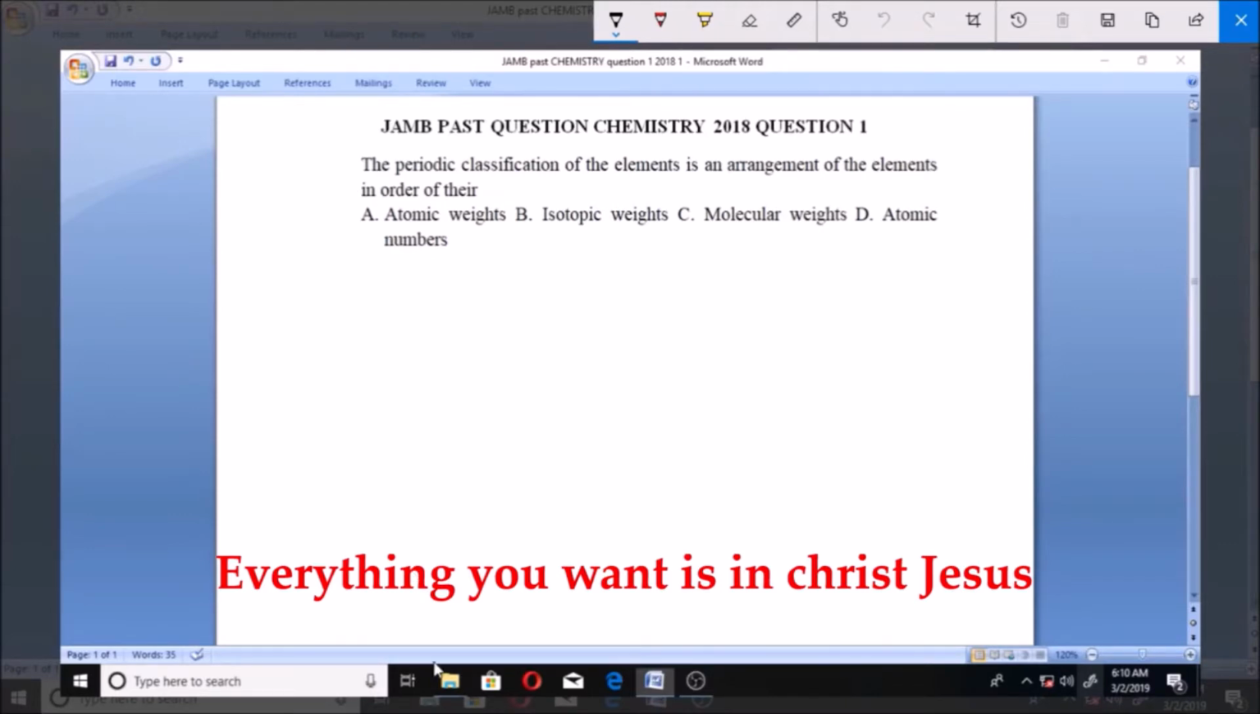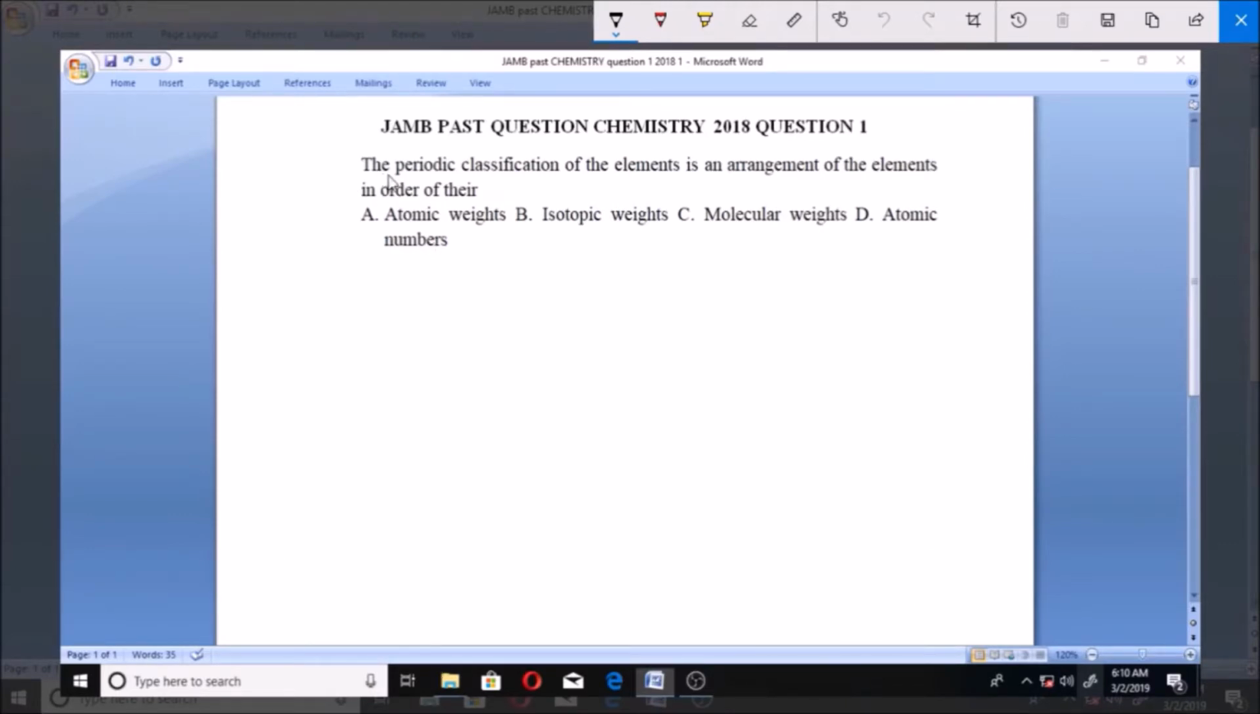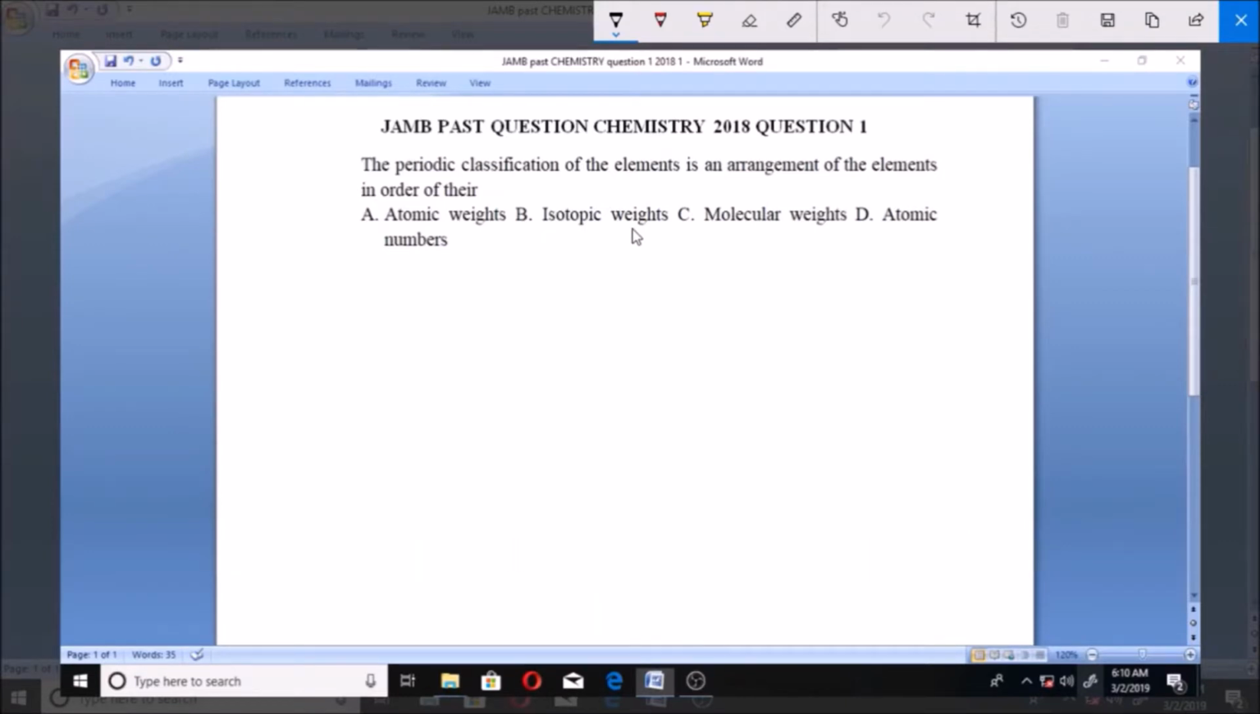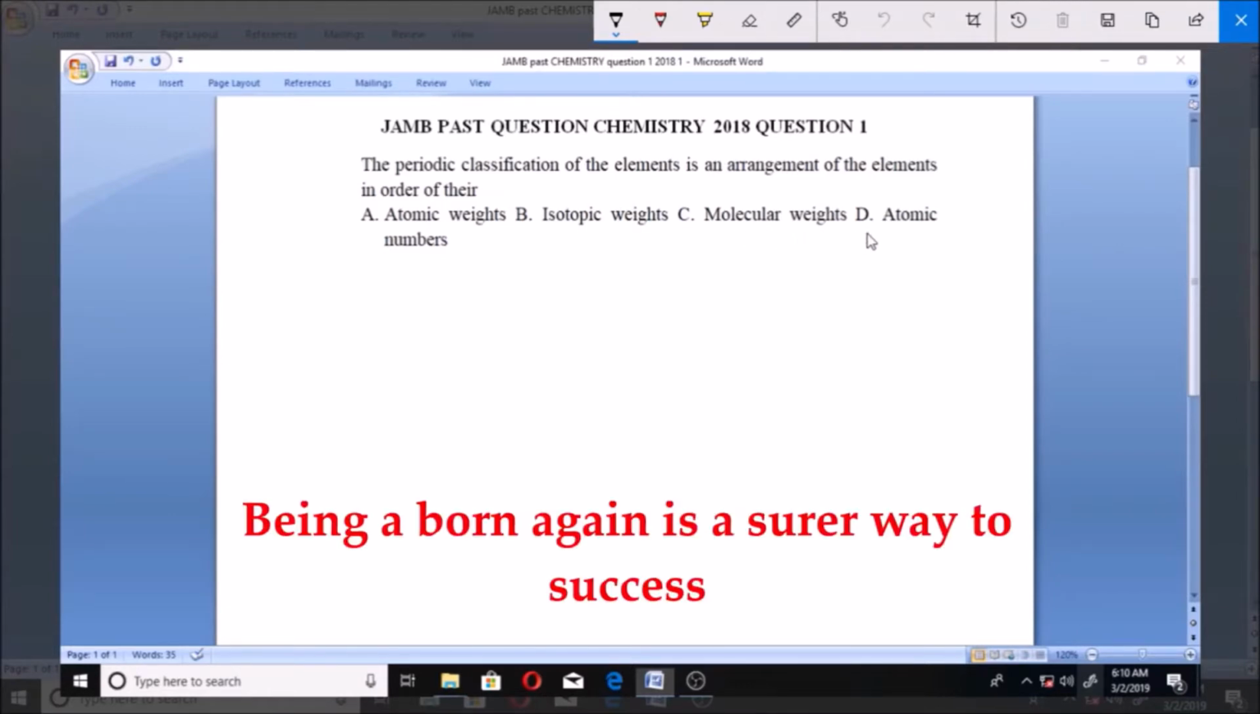Question number 1. The periodic classification of the elements is an arrangement of the elements in order of their A. Atomic weights, B. Isotopic weights, C. Molecular weights, D. Atomic numbers.